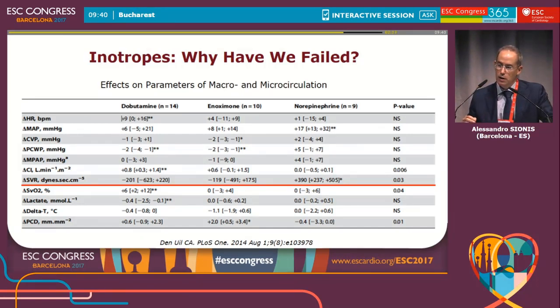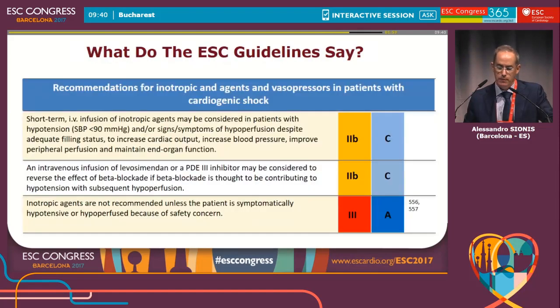So my message here is that we have these drugs. They can improve parameters of macrocirculation, but they fail in improving parameters of microcirculation. And we can maybe discuss why this is. Maybe we're not monitoring what we should monitor in our patients. What do the guidelines say? Well, the guidelines say what they can say.